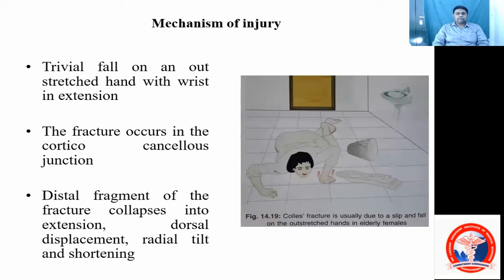So whenever a person, mainly an elderly person, slips and falls, a trivial fall. A trivial fall is nothing but old age people walking in the bathroom or somewhere, slipping and then falling down. So to prevent the fall, what will they do? They will put out the hand to prevent the head from being injured, or to prevent the fall. So what happens is the wrist will be in extension and the fracture occurs at the corticocancellous junction of the bone, and the bone gets displaced dorsally.